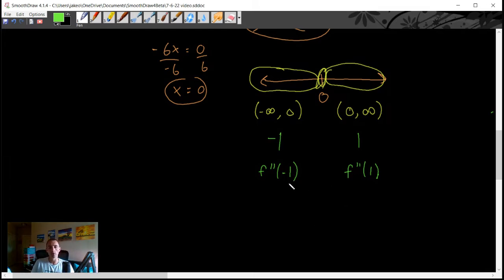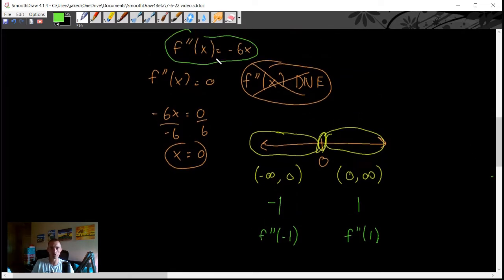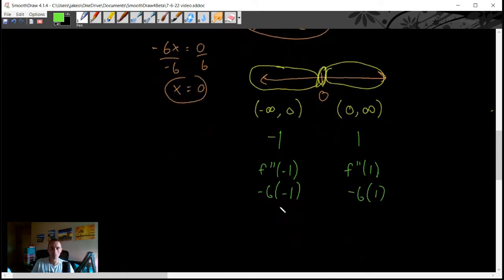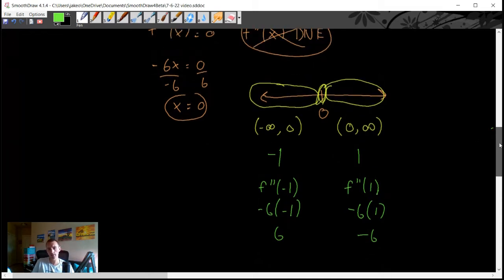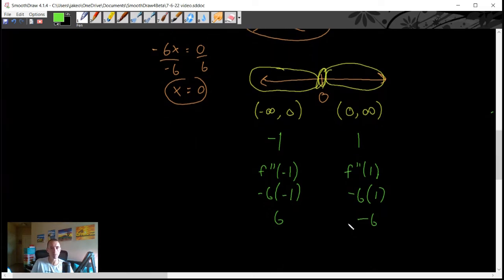So we will take these two numbers that we selected within this interval and plug them into our second derivative. That's going to give us -6 times -1 for -1, and -6 times +1 for +1, which is going to give us +6 for x equals -1 and -6 for x equals +1. So again, just like in the last part where we were looking for increasing and decreasing, when we're looking at concavity and at what output we get from plugging these numbers into the second derivative, we don't really care what the specific number is. What's important is whether it's positive or negative.